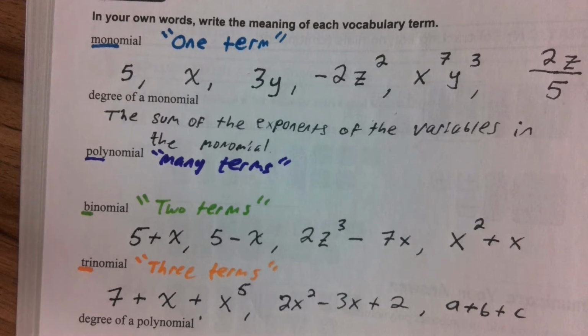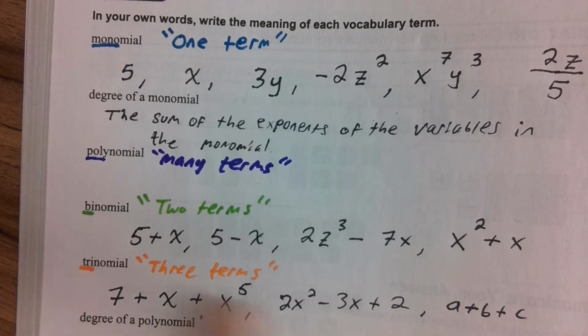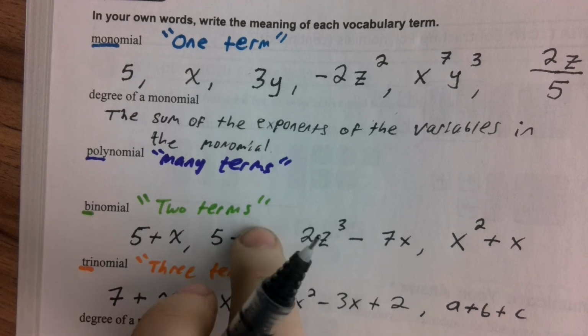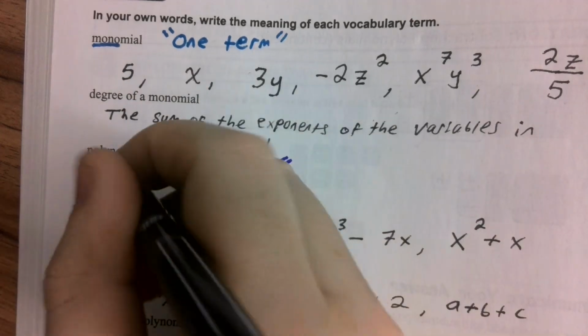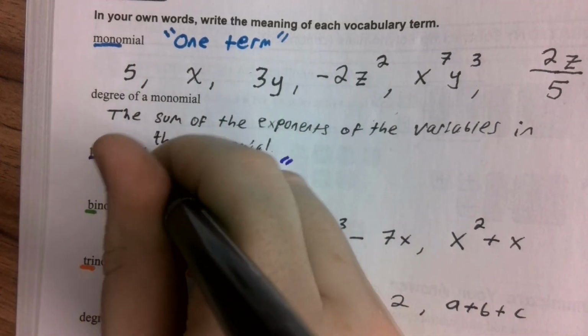When we have many terms, it's a very inclusive term. A trinomial has many terms, according to the definition. A binomial has many terms. We even include, oddly enough, a monomial in this definition.